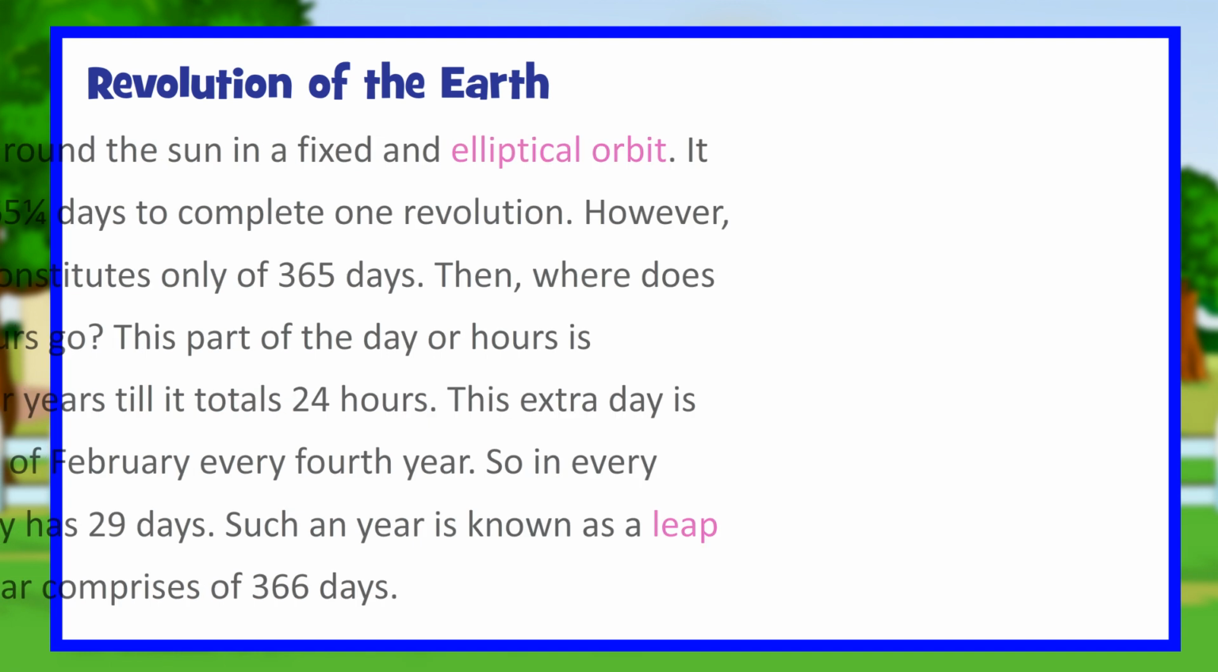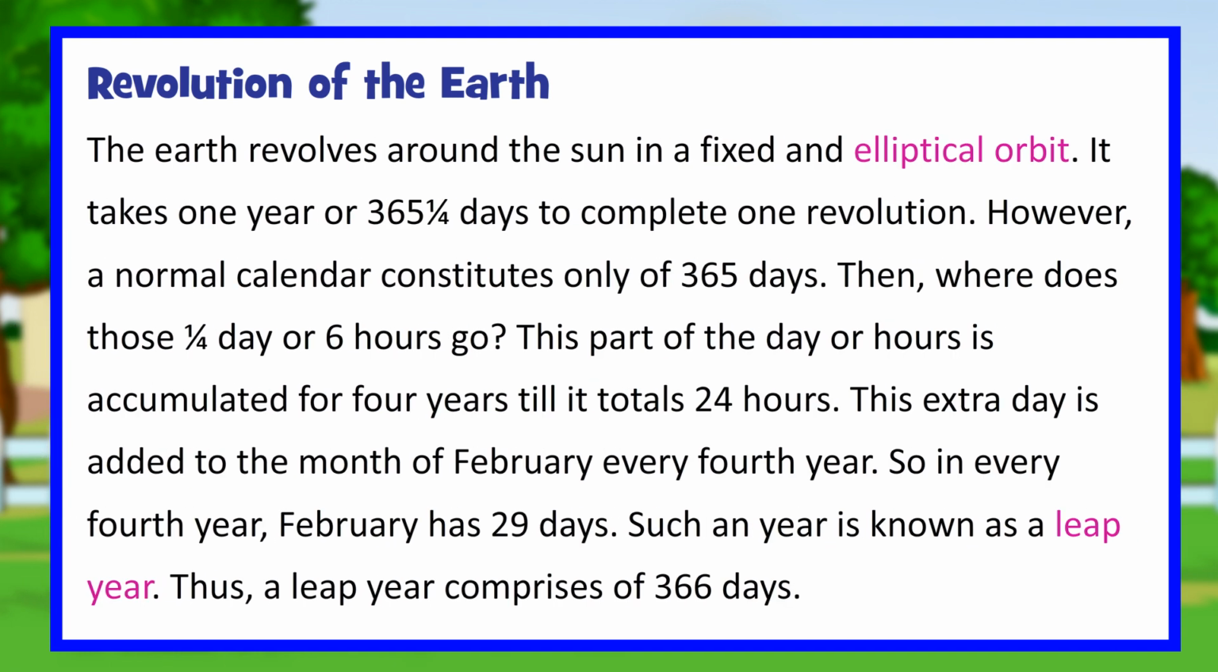Revolution of the Earth. The Earth revolves around the Sun in a fixed and elliptical orbit. It takes 1 year or 365 and 1/4 days to complete one revolution. However, a normal calendar constitutes only 365 days. Then, where do those 1/4 day or 6 hours go?